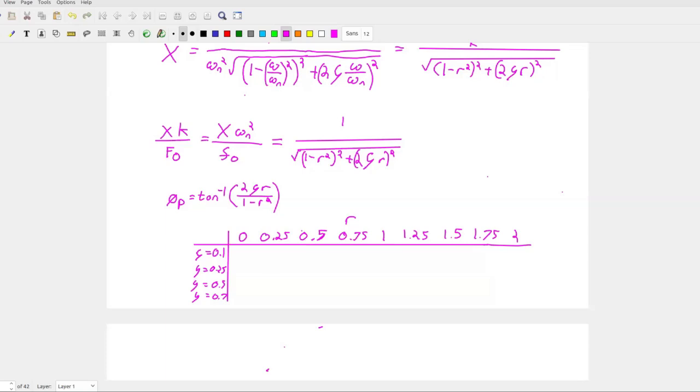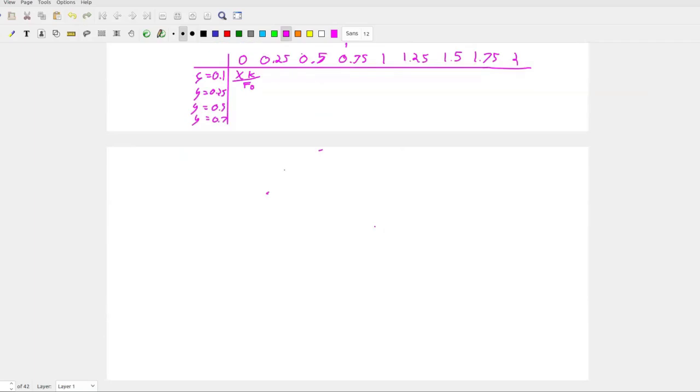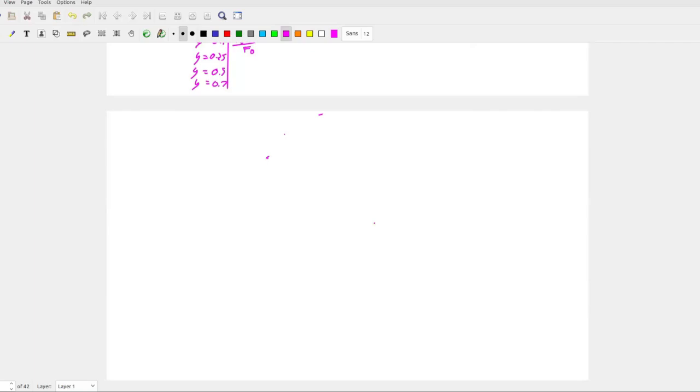And I can go ahead for all of these and get a value for Xk over F naught. So I can solve that at several different places. We won't do it in a table here. What we will do is draw out a plot of a few representative cases. But essentially, if you were to fill out this table, you'll get a plot like this. And it's a lot of fun to draw it out because you can try to get a conceptual understanding of what our system is doing.